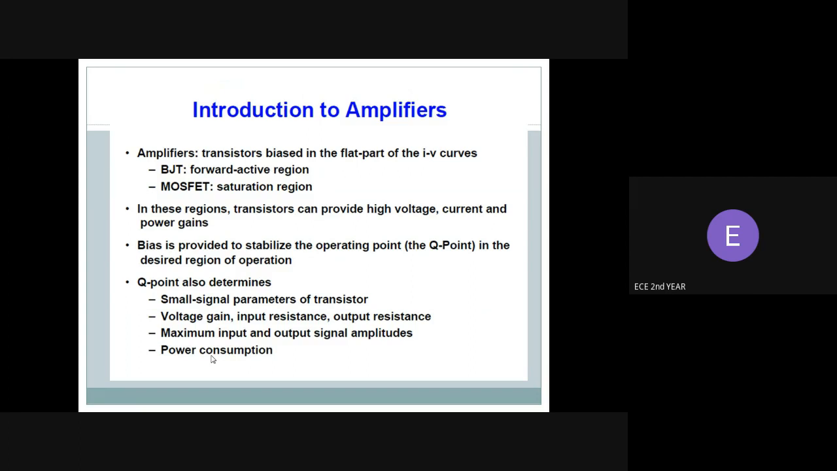So what do you mean by operating point? Based upon the power supply given to the amplifier circuit, we can vary the operating point. That is what is called the operating point. I think you're able to follow me. Right.